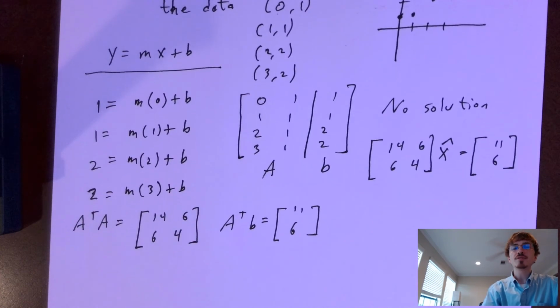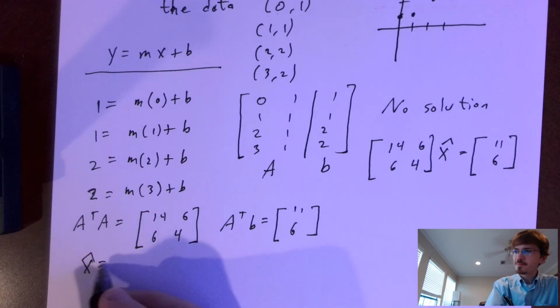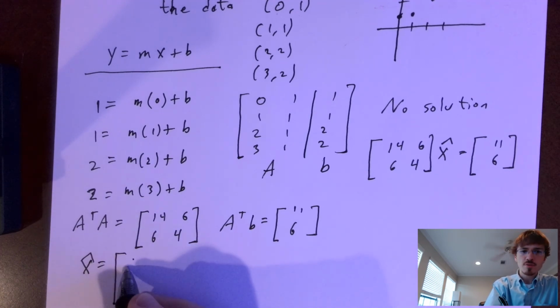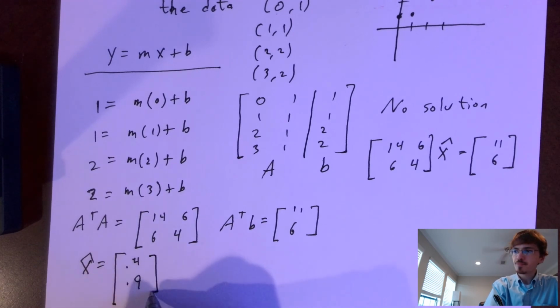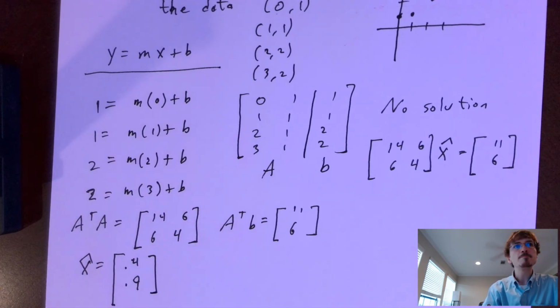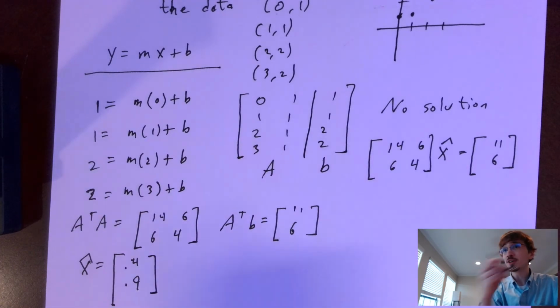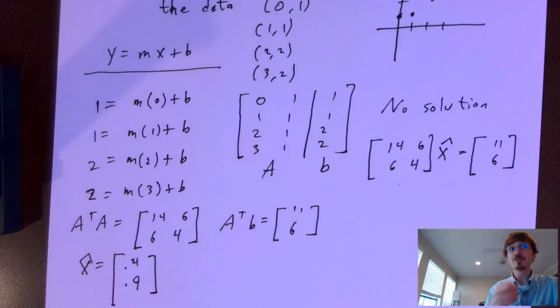Whenever you do this, I think you should get that the vector x hat is equal to the vector 0.4 and 0.9. Whenever you solve this equation, either with row reduction or multiplying both sides on the left by A inverse, either one works. But for larger equations, the row reduction is certainly easier.